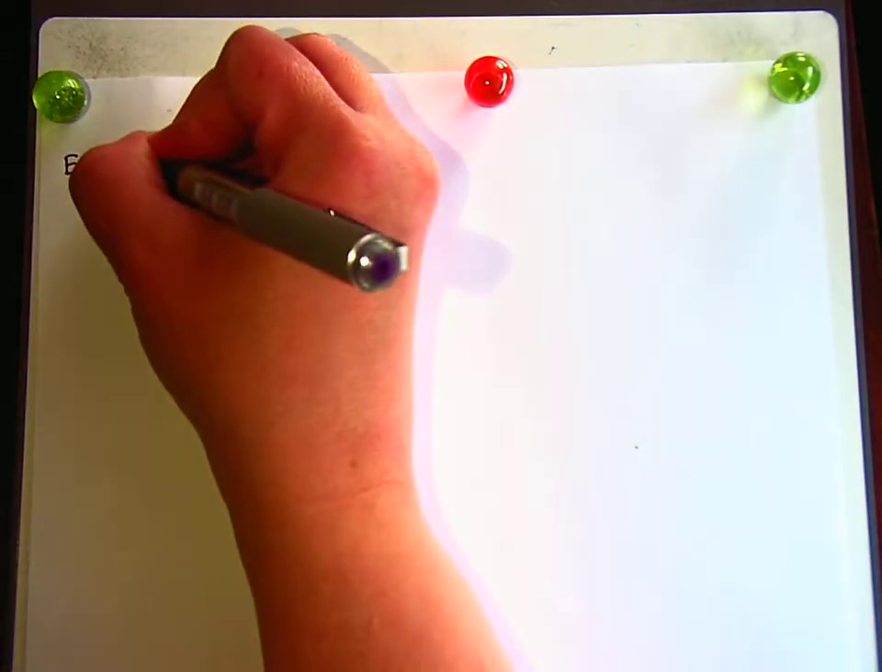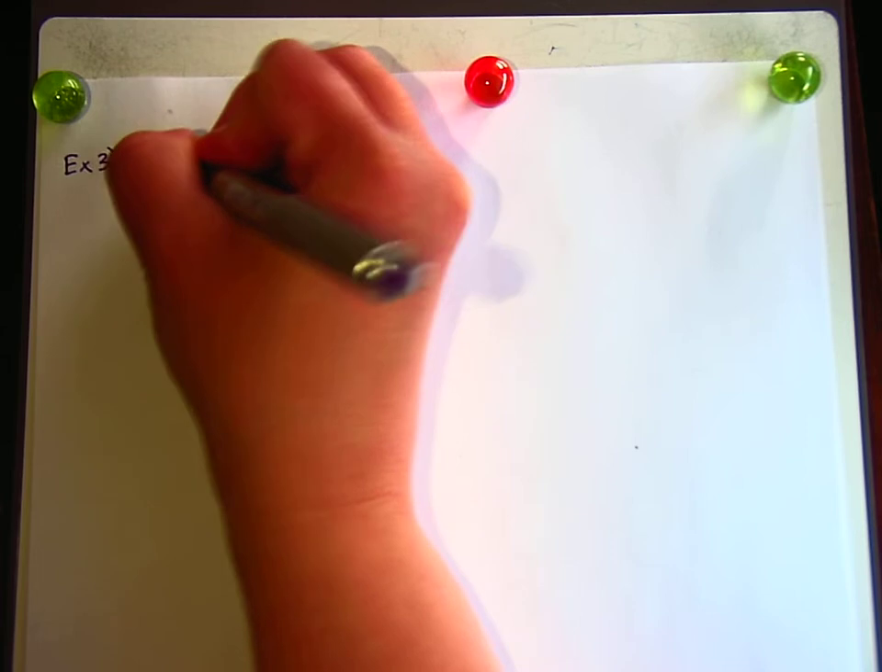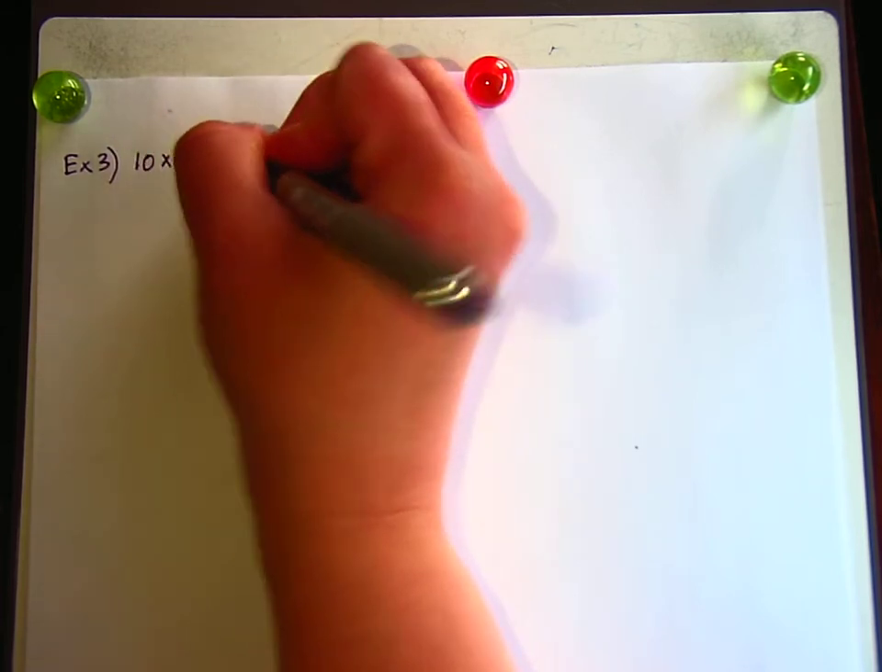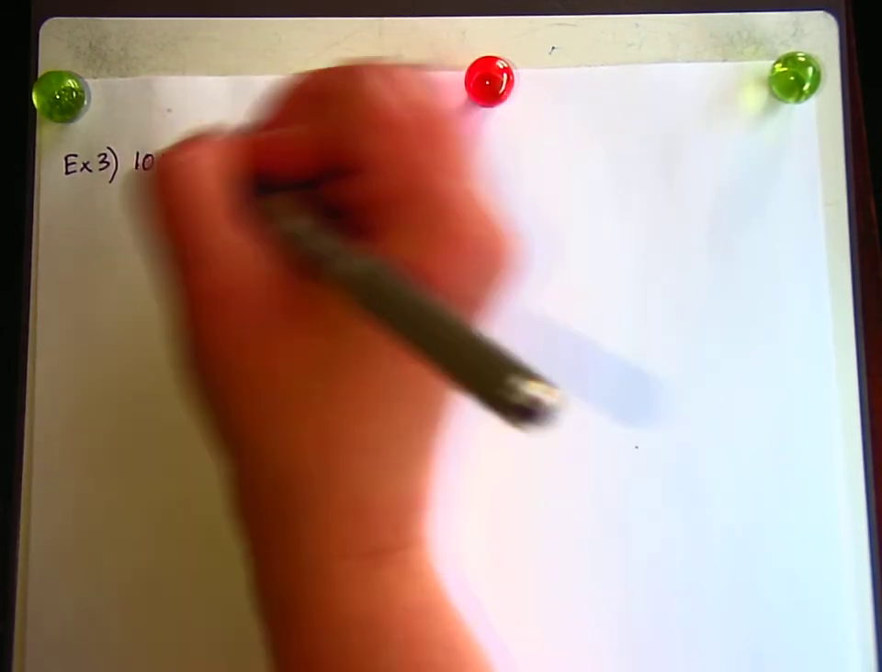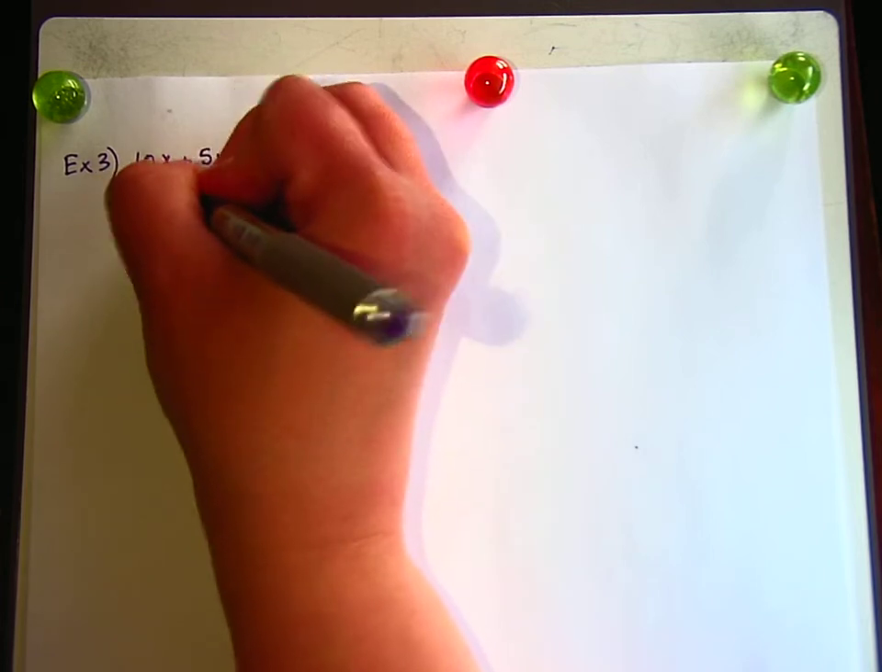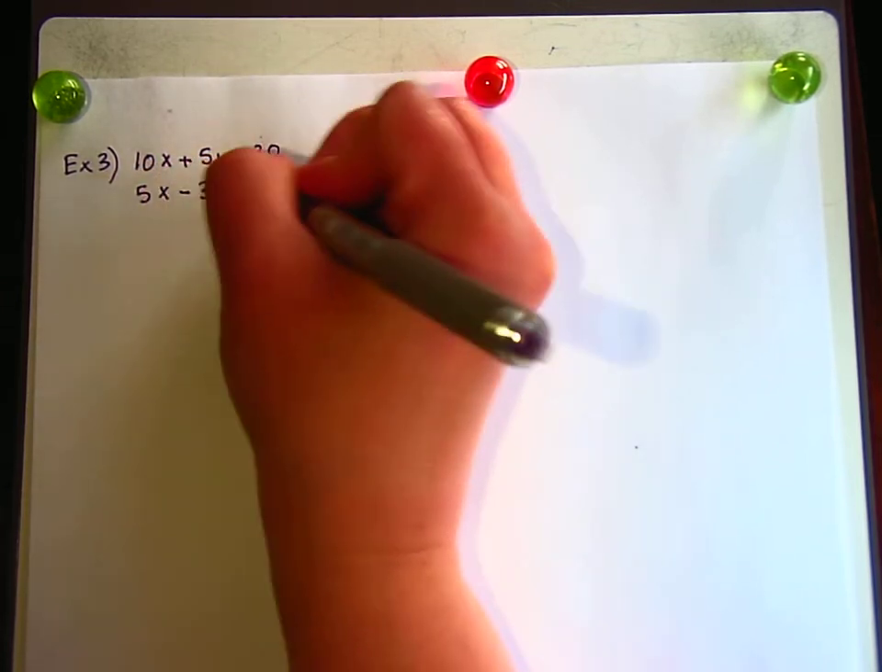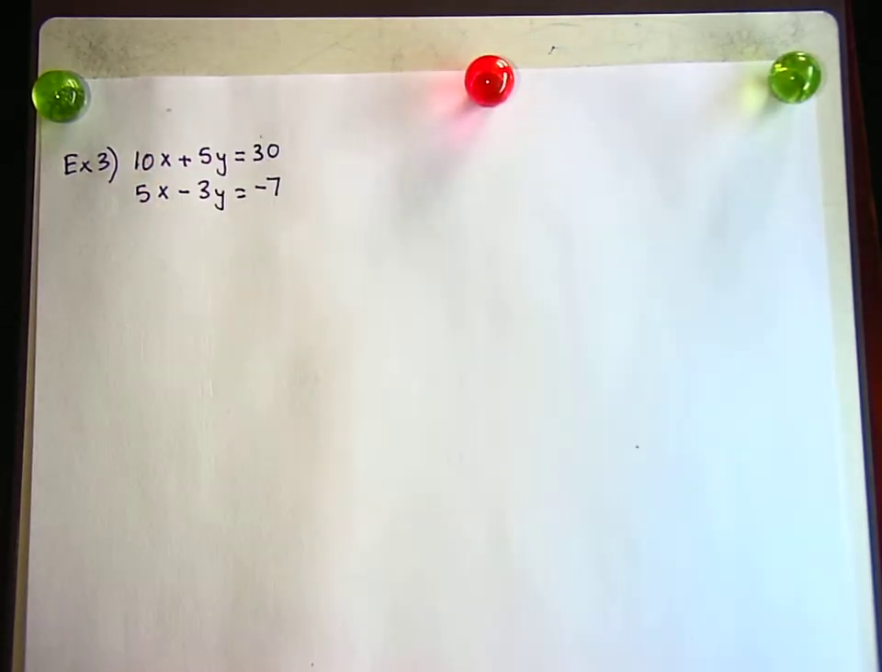And that one will be 10x plus 5y equals 30, and 5x minus 3y equals negative 7. Okay, so this is one you can try by yourself if you want, or you can wait for me to help you start it. It's up to you. But we're going to do the exact same thing, except this time we're going to try to get rid of, let's see, x's or y's.